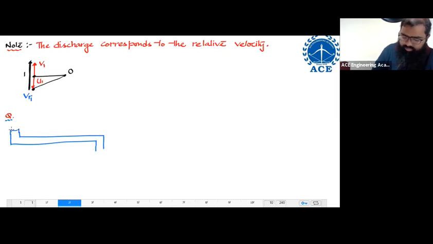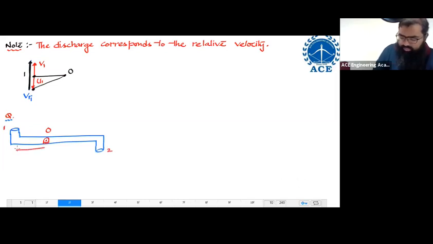This is a top view of a sprinkler. Let us say I have hinged the sprinkler somewhere over here. Let me call this point some point O. This nozzle is nozzle 1. This nozzle is nozzle 2.